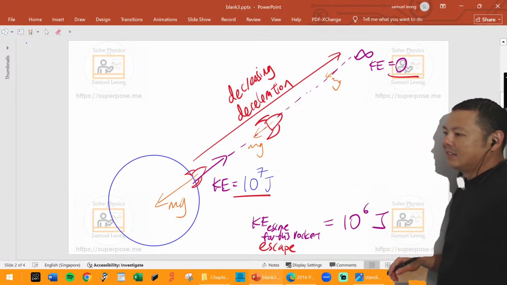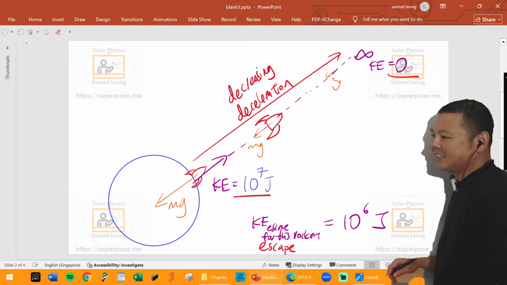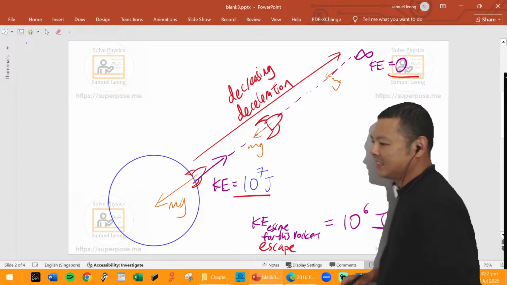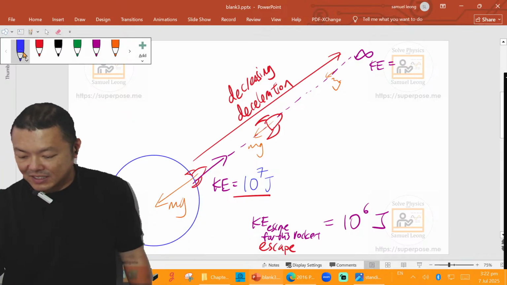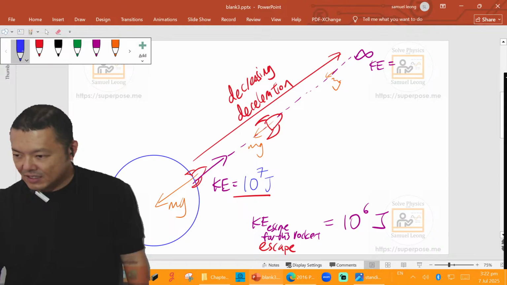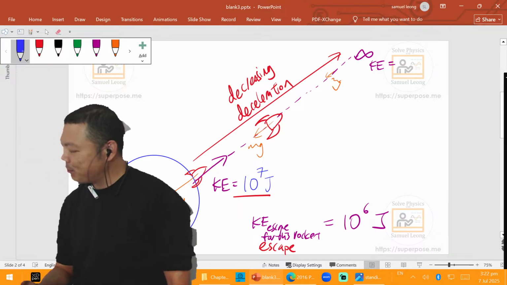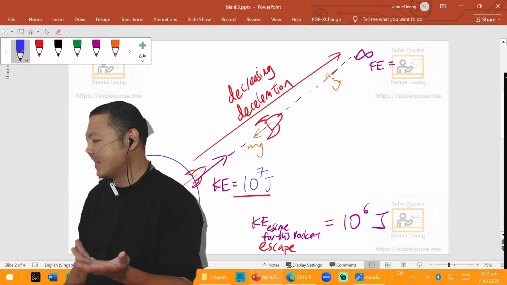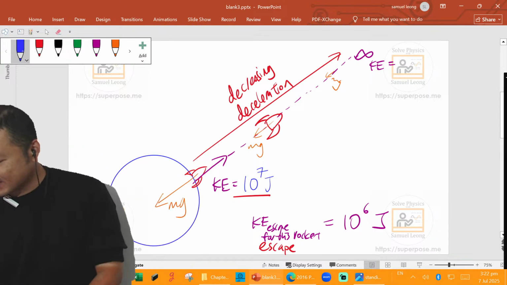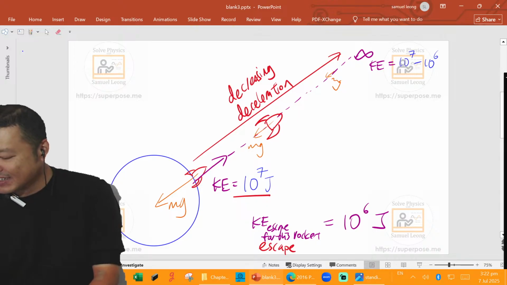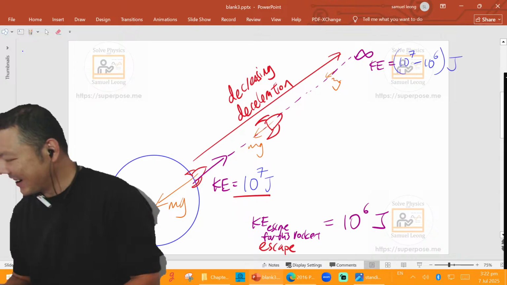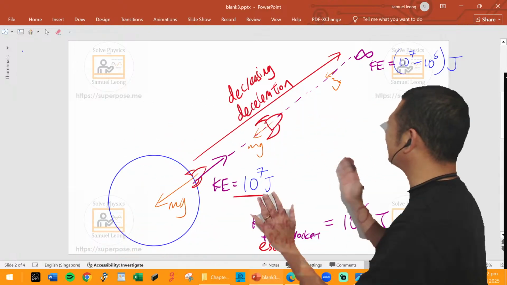How much? Your math also another kind. Can you take 10 to the power 7 minus 10 to the power 6? Actually, that's a lot of difference. Right? So it's 10 to the power 7 minus 10 to the power 6. It's a very big number. It's not 10, by the way. All right. It's 999,000 or something like that now, okay?